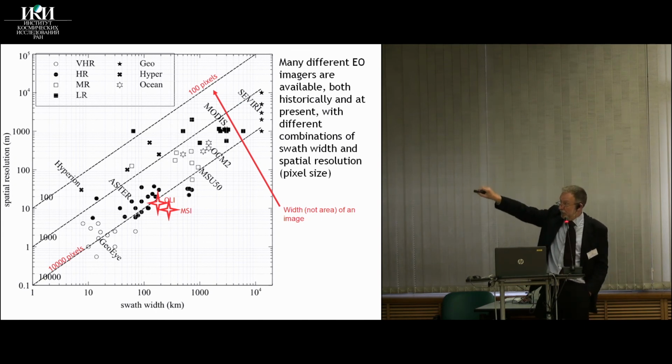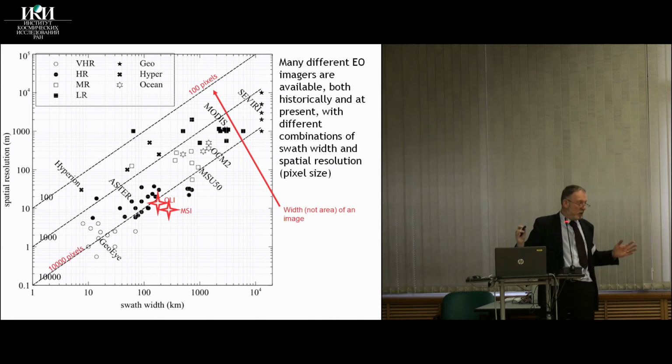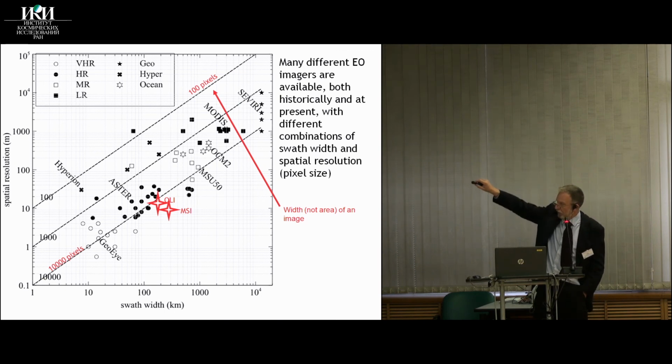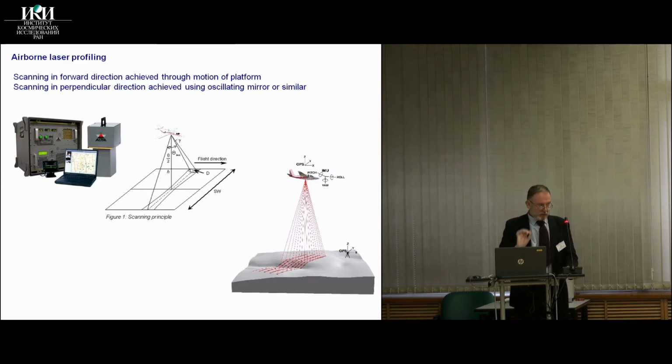The point about this diagram is that there is a whole range of different approaches to Earth observation here, all of which have their particular advantages and of course disadvantages. And we've just been talking about this bit of the diagram here. Okay, so I want to talk a bit about airborne laser profiling and then about spaceborne laser profiling.